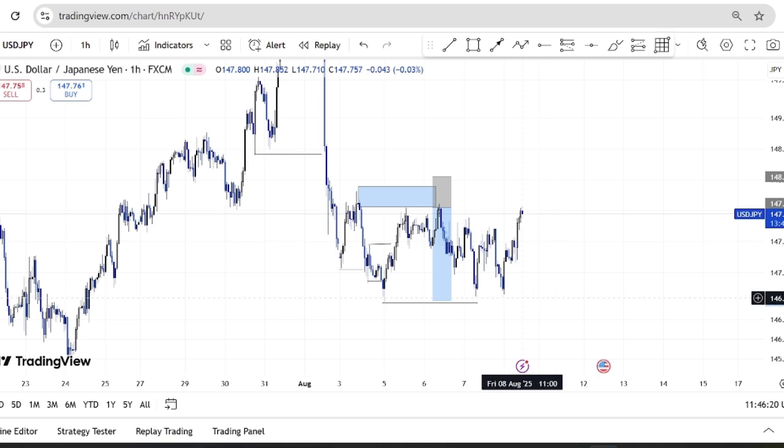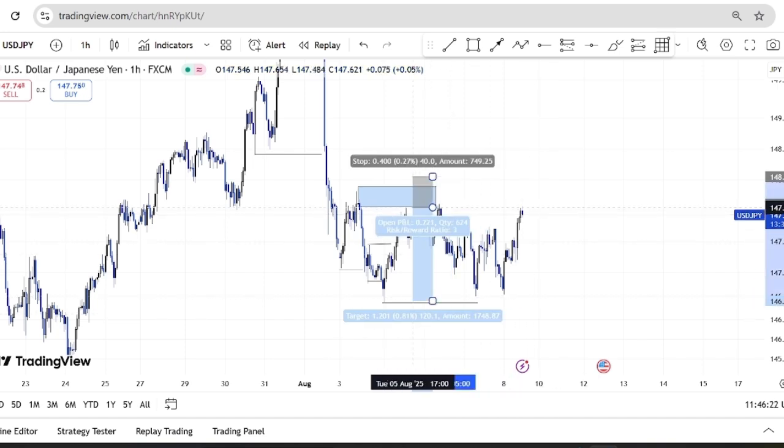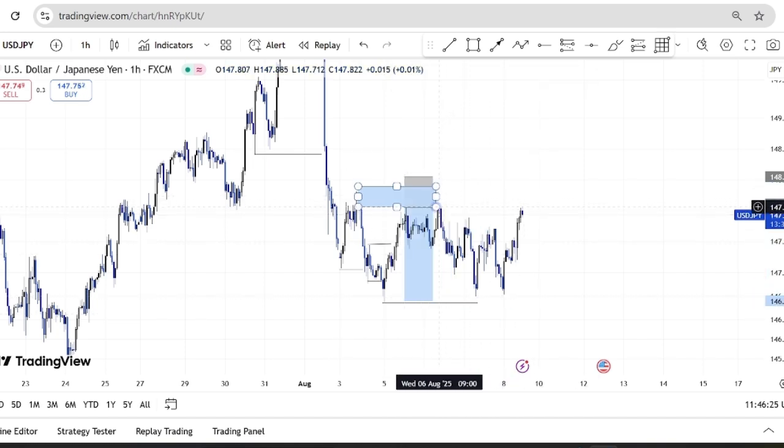And then the market came into this zone, tapped us in, and price was running. If you look at this point, the trade was already running at 1:2. So what did I do? I moved my SL to break even. My break even was just slightly above this candle wick.